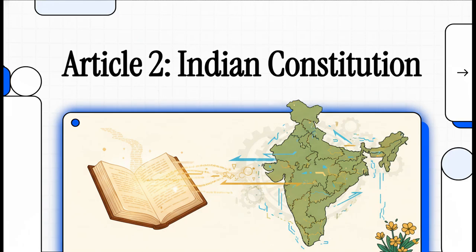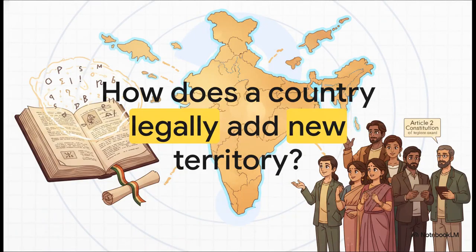Welcome. Today, we are cracking open the Constitution to look at one of its most powerful and, I think, most fascinating provisions. We're going to talk about how a country legally grows. So just think about that for a second. How does a country's map actually change? Now, I'm not talking about just shuffling the borders between existing states. No, I'm talking about the really big move, adding entirely new territory to the country. This isn't just about drawing lines. It's about constitutional law, and it all boils down to one incredibly powerful article.